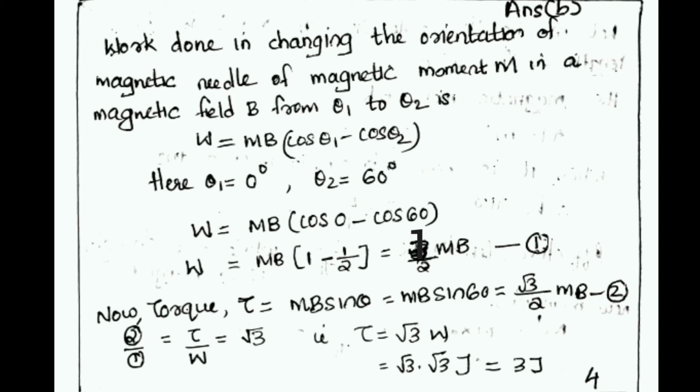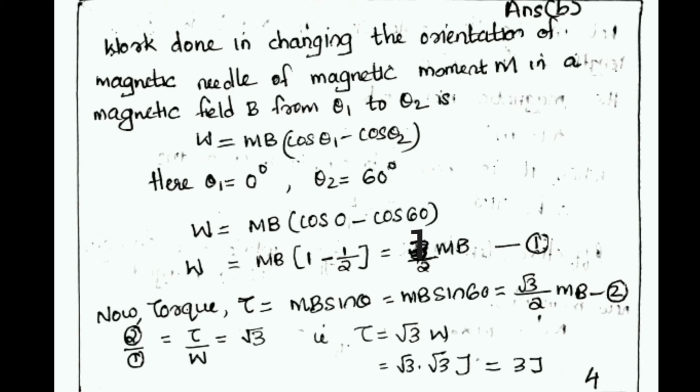Now torque, tau is the cross product m cross B, otherwise mB sin theta. That is mB sin 60, whereas sin 60 is root 3 by 2. Therefore, torque is equal to root 3 by 2 mB. Dividing equation 2 by equation 1, that is tau by W, everything gets cancelled except root 3. Therefore, torque by work done is equal to root 3.